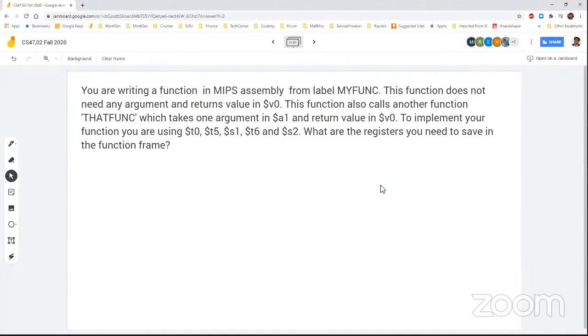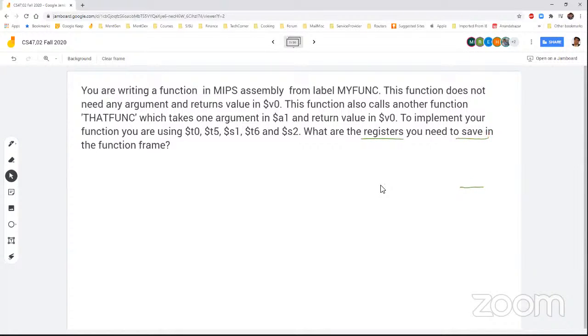So you were writing this function, my func, the function does not need any argument, that's good. Return values in V0. The function also calls another function, that func, which takes one argument in A1 and returns a value in the V0. To implement your function, you are using T0, T5, S1, T6, and S2. What are the registers you need to save in the function? So registers to be saved in the frame.